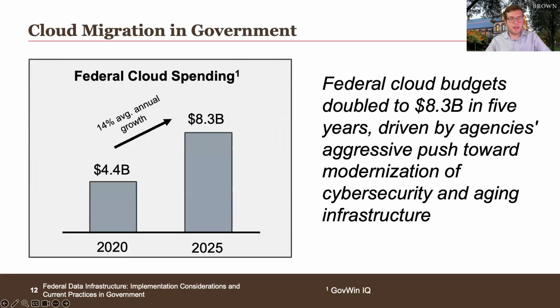So over the past 5 years, we've seen a lot of growth in federal cloud spend. It's nearly doubled over the past 5 years, seeing about 14% average annual growth. And so COVID really accelerated the trend in 2020, I would say. But it's not just COVID. There's also cybersecurity modernization, replacement of aging infrastructure. And so if they're replacing aging infrastructure, there's a good chance they're going to put it in the cloud.